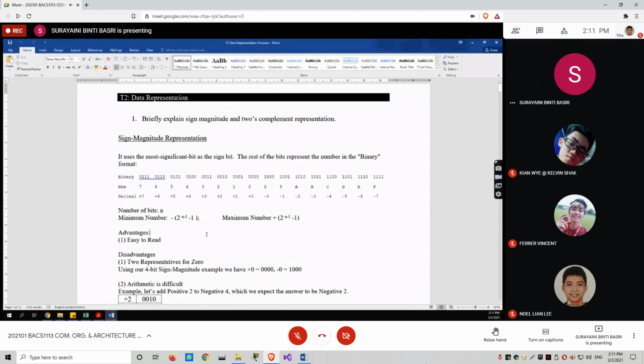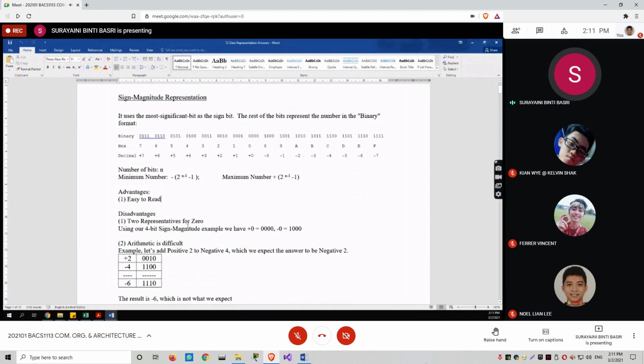The advantage of this way of representation is that it is easy to read, because you only look at the sign: 0 is positive, 1 is negative. The disadvantage is that there are two representations of 0, as you can see here. I think this was also explained in the video that I provided to you last time. So if you remember, there are two representations of 0.